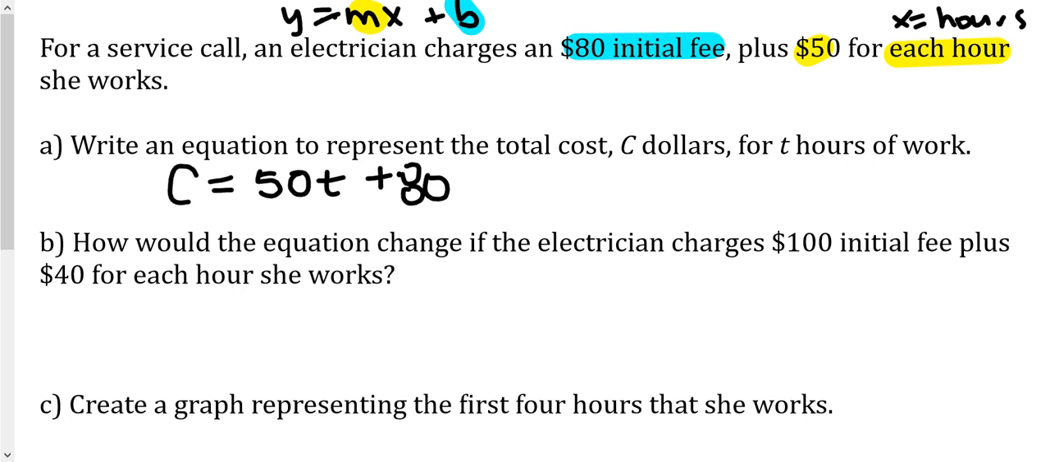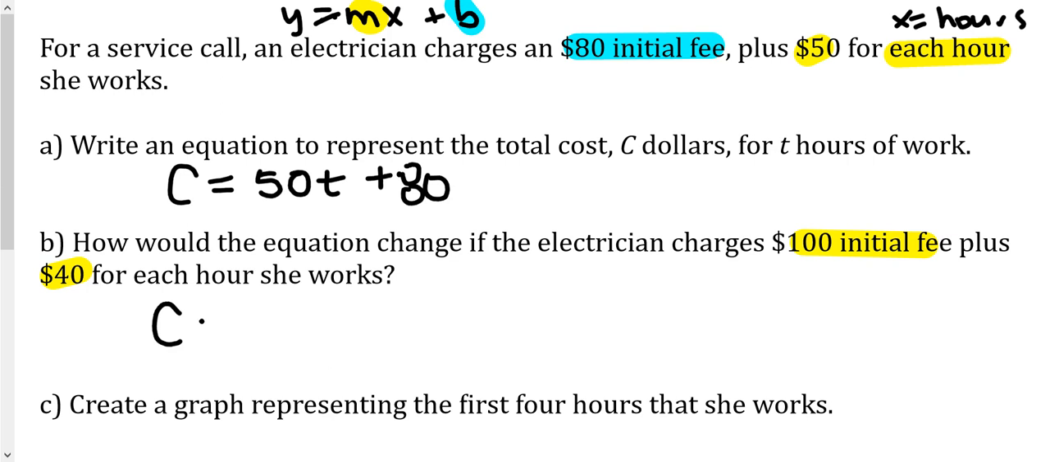So this is our linear equation, right? Slope-intercept form tells us our rate of change and tells us our initial amount. So looking at the word problems, how would the equation change? What would we do to this if they charge a $100 initial fee plus $40 for each hour she works?